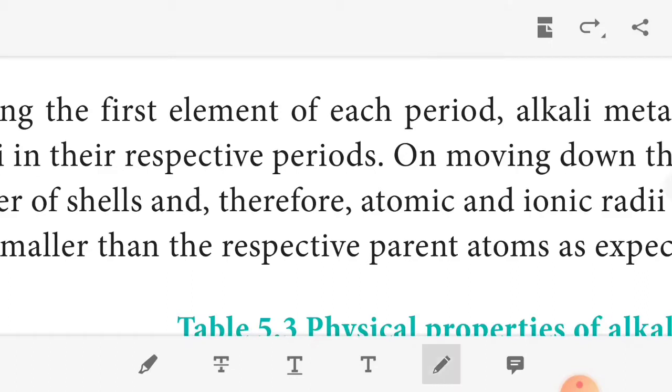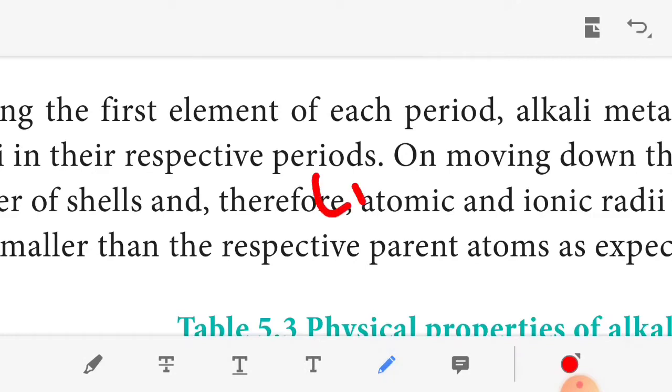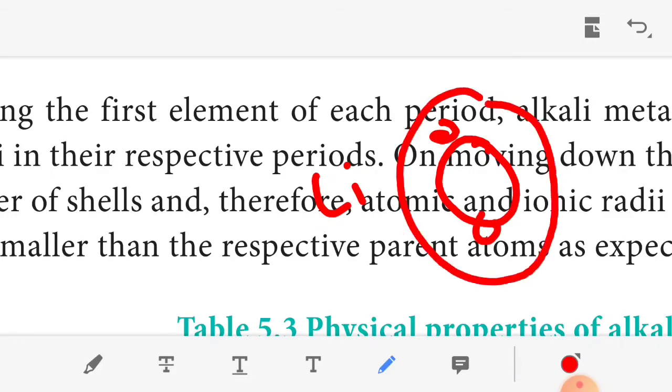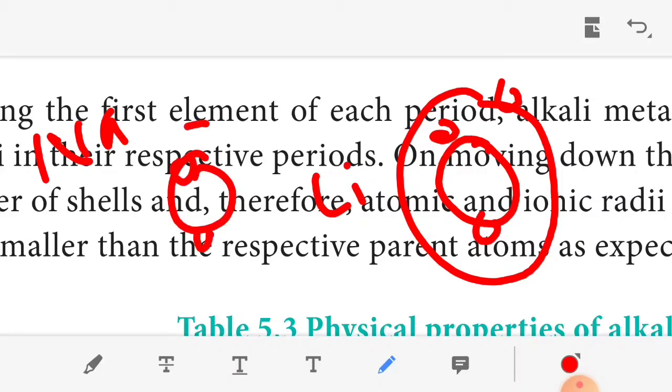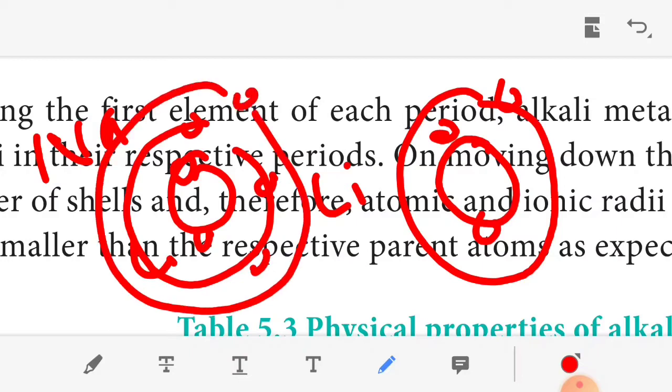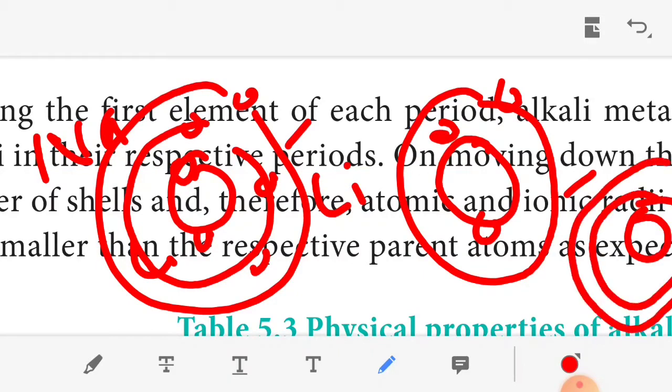What is that? For example, lithium. We know the atomic number, so the first shell contains 2 electrons and the outer shell contains 1 electron. So it has only 2 shells. Then the next one, sodium. The first shell contains 2 electrons, then 8, then the third shell contains 1 electron. Compared to lithium, sodium has an increased number of shells: here 2 shells, here 3 shells. Then potassium: the first shell contains 2, then 8, then the last one.